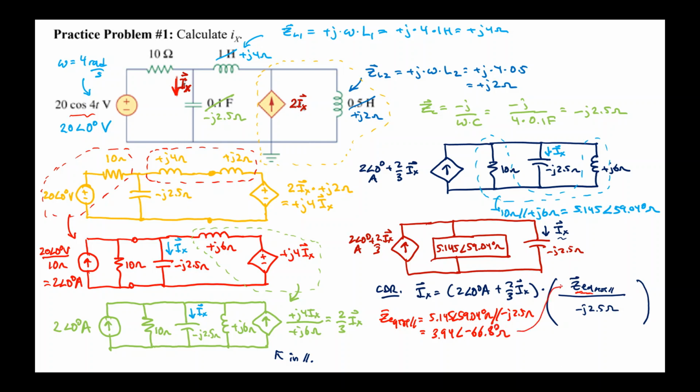Substituting that value back in for ZEQ total parallel, I obtain an equation where I can solve for Ix. It's a little bit more work since Ix is on both sides of the equation, but if you do the algebra right, you'll get that Ix is equal to 7.59 angle 108.4 degrees amps. Notice in this problem they asked for Ix, they probably could have clarified that it's Ix of t. If I want this in the time domain, I can simply represent it as Ix of t equals 7.59 cosine 4t plus 108.4 degrees amps.